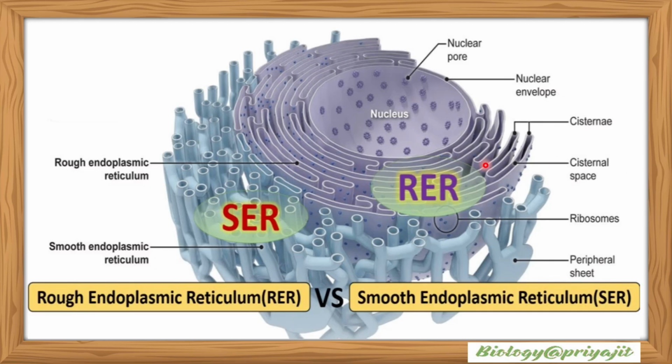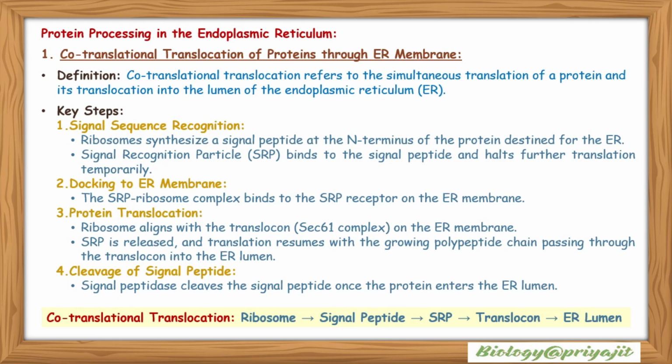These are the images showing the rough endoplasmic reticulum, which contains ribosomes, and the smooth endoplasmic reticulum, without the presence of ribosomes. Protein processing in the endoplasmic reticulum has three basic steps. First one is the co-translational translocation of proteins through the ER membrane.